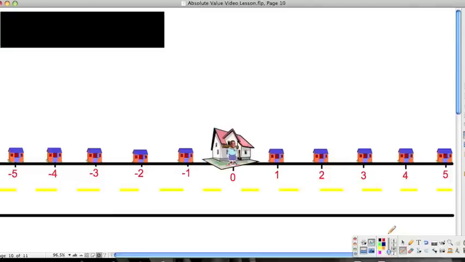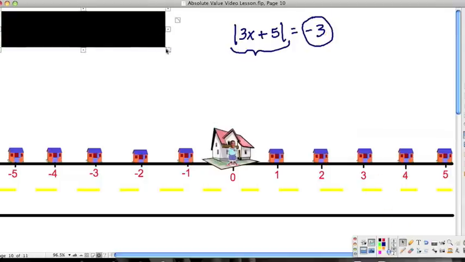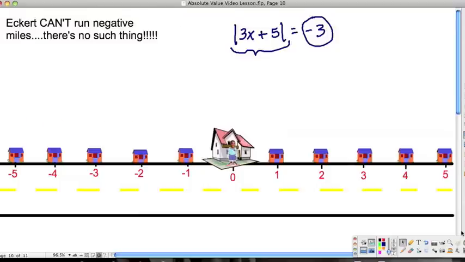So one final thing we need to cover before you get your assignment here. You're going to see problems like this. This is a little tricky because here's what it says: the distance from Eckert's house of 3x plus 5 is negative 3 miles. There's no such thing as negative 3 miles. It's impossible to have negative 3 miles. It doesn't exist. I can't run negative miles.